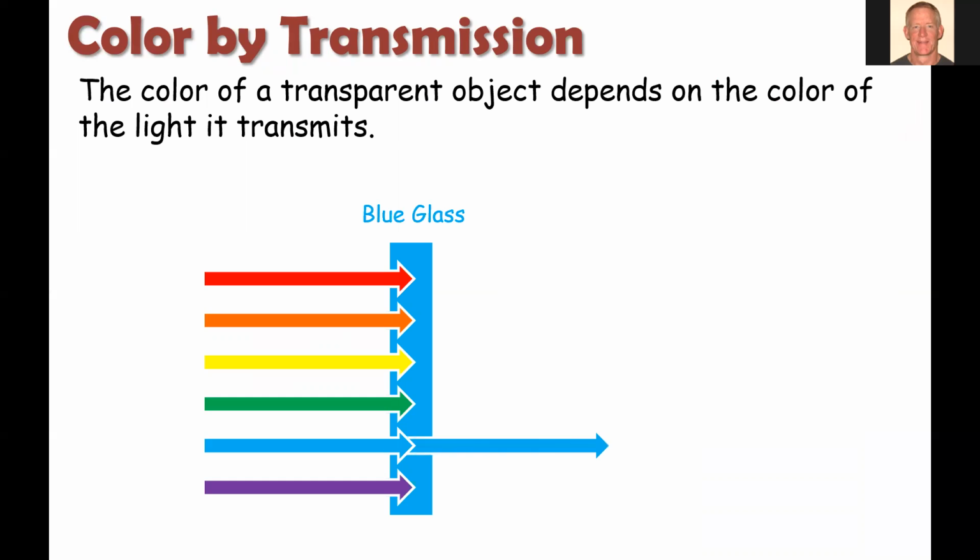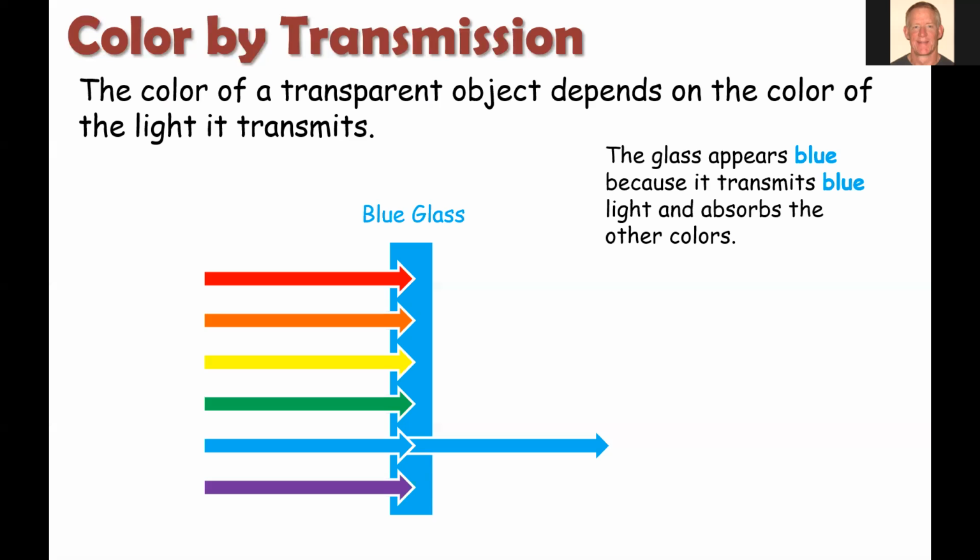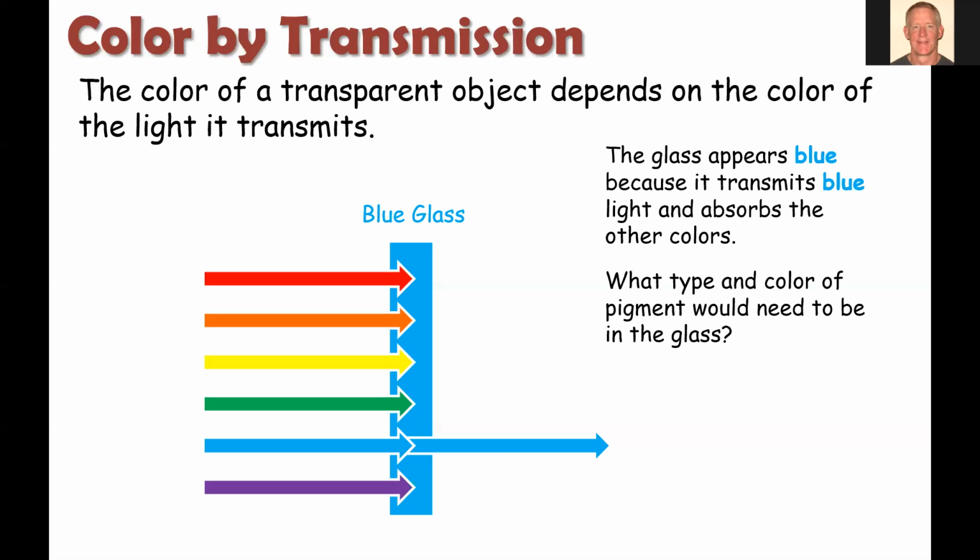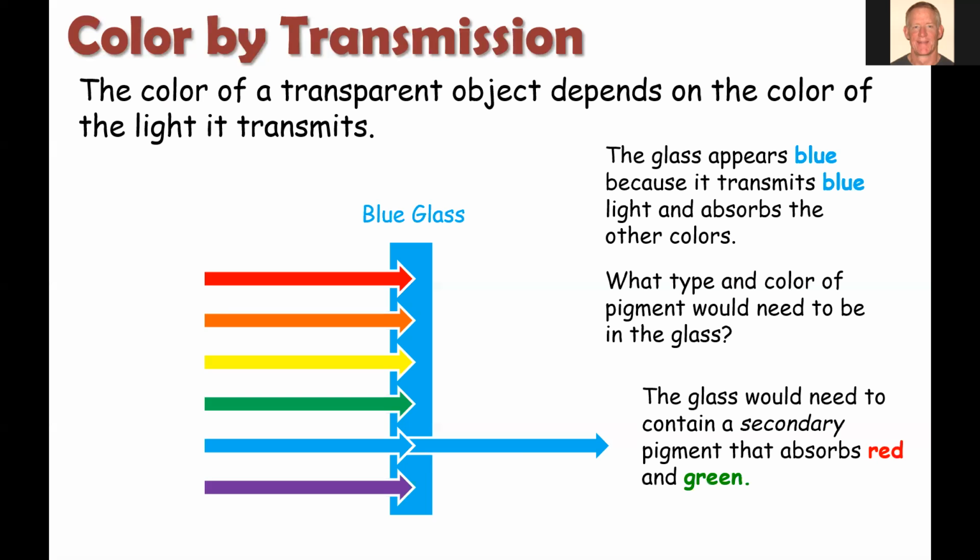Well, what that means, right, is that the blue wavelengths are allowed to pass through, but the glass is going to absorb all the other colors. So it's going to have to contain pigments, right, that absorb red and green. So the glass appears blue because it transmits blue light and absorbs the other colors. So what type of pigment would we need to put in the glass? Well, the glass would need a secondary pigment that absorbs red and green.